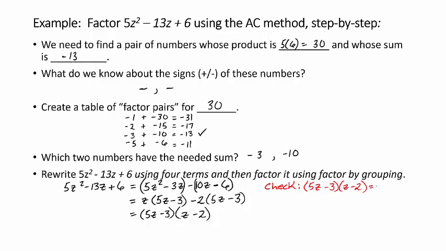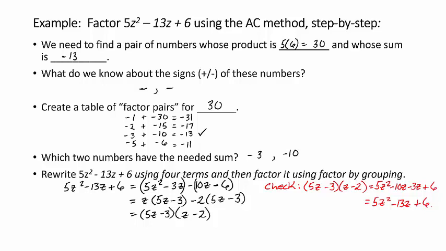So as we foil this, 5z times z is 5z squared. 5z times -2 is minus 10z. -3 times z is minus 3z. And -3 times -2 is positive 6. Okay? So there are the four terms that we started with when we did our factoring by grouping. And if I clean this up, I'm going to have 5z squared minus 13z plus 6. Okay. All right, pretty slick method.